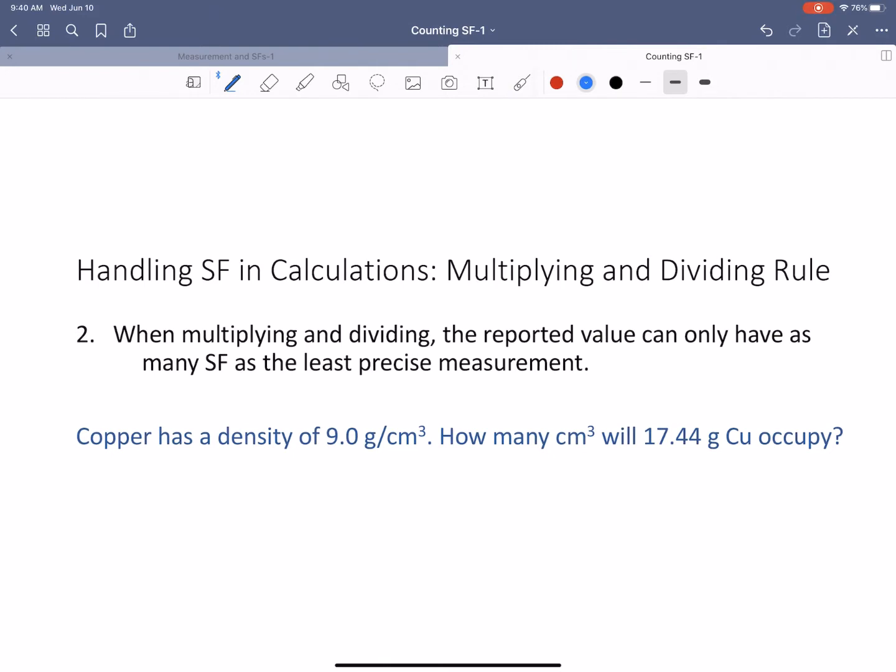For multiplying and dividing, there's a different rule. When multiplying and dividing, the reported value, what you would report as an answer, can only have as many sig figs as the least precise measurement. Here we have a measurement that goes to 4 sig figs. And then here we have a density, and densities are made of measured numbers. And this density only goes to 2 sig figs. So our answer can only go to 2 sig figs.